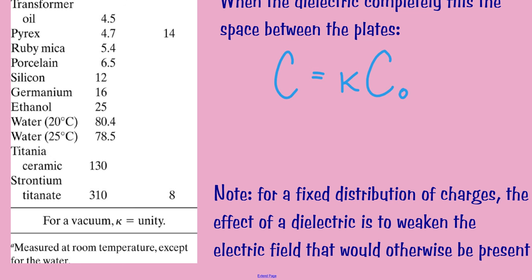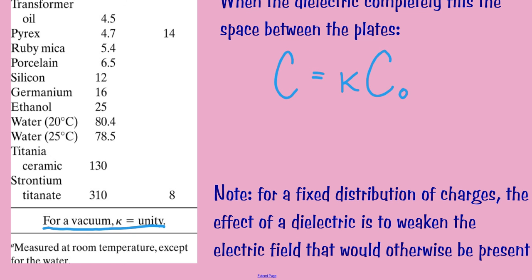Just a couple of other things to point out about this chart that you'll see. Notice how it says for a vacuum, K equals unity. Unity is really just a fancy way of saying 1. So when we have a vacuum, my dielectric constant is 1, which is why we don't include it in our equation. You may also notice some odd things here.